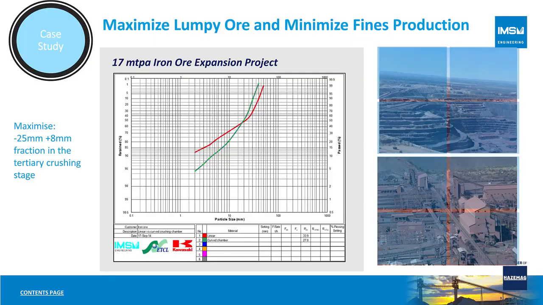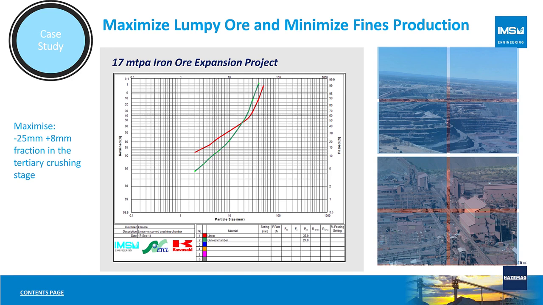The next stage of this presentation, I'd like to discuss a case study specifically about an operation that needed to minimize their fines. There's an iron ore operation whereby their main product is -25 +8 lumpy iron ore. The reason they would like to minimize fines, they define -8 in this operation as fines, as they receive a price premium for the lumpy ore from their final customer.